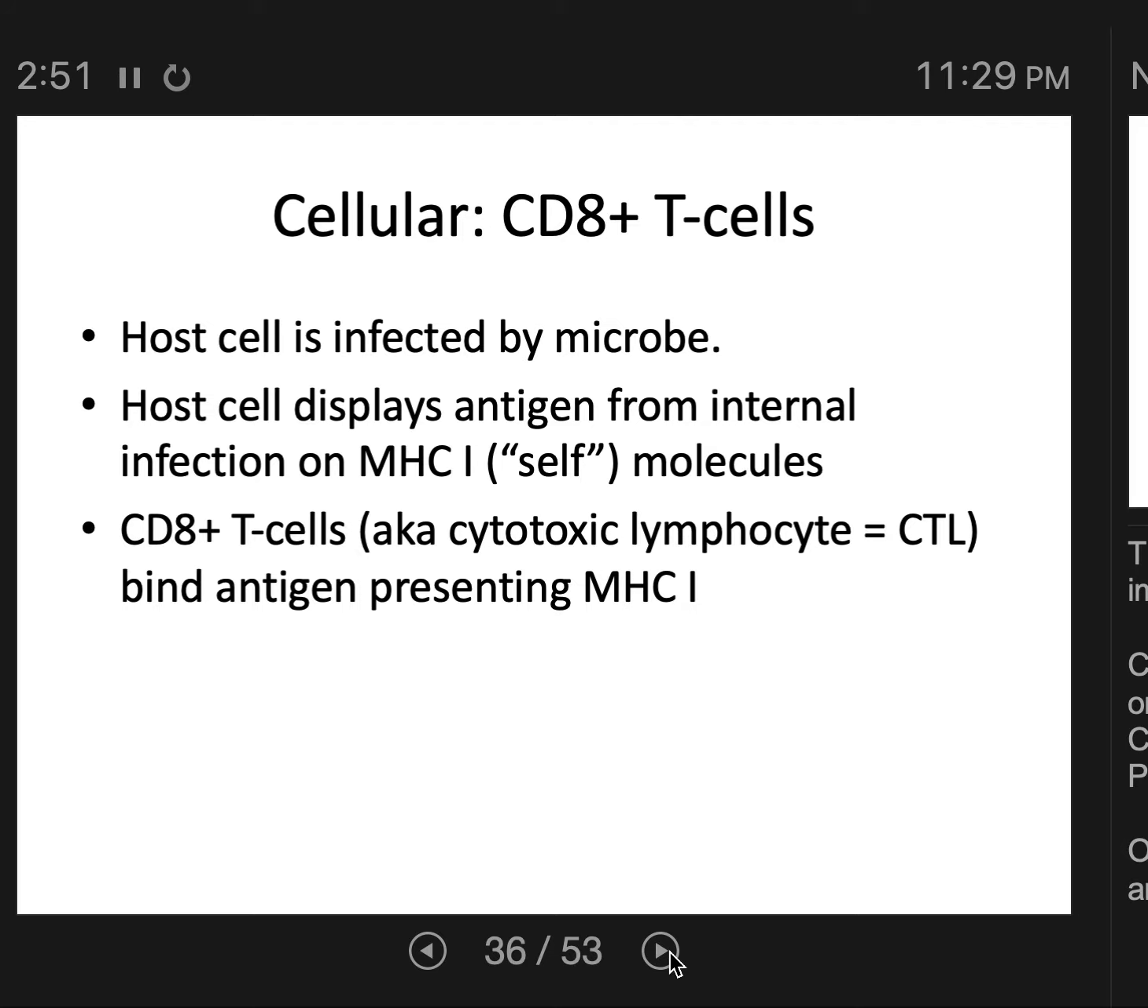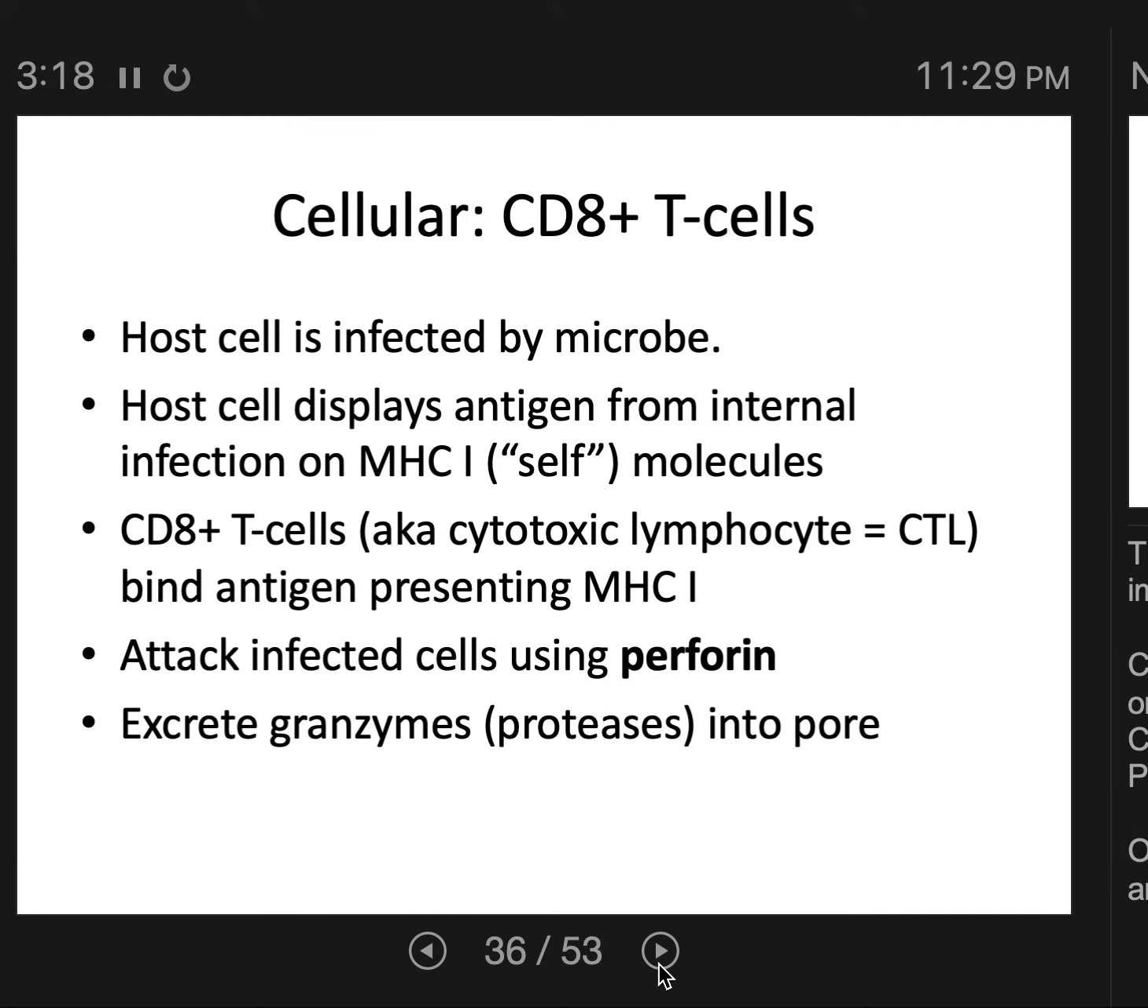The cytotoxic lymphocyte, or the CD8 plus T cell, is going to bind to the MHC class 1 that has an antigen in it. And that's going to stimulate this T cell to attack the infected host cell using perforin. Perforin is a protein complex that punches holes in a cell membrane. So the cytotoxic lymphocyte is punching a hole in the compromised host cell. Then it excretes what we call granzymes into the pore that it just made.